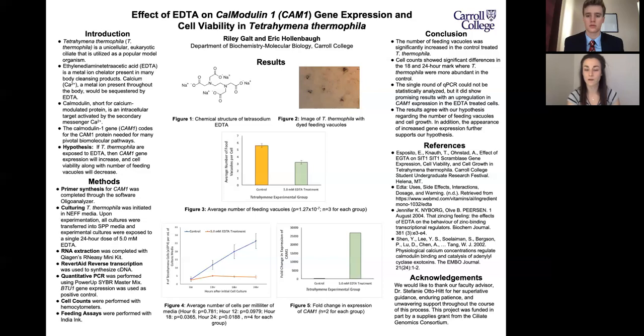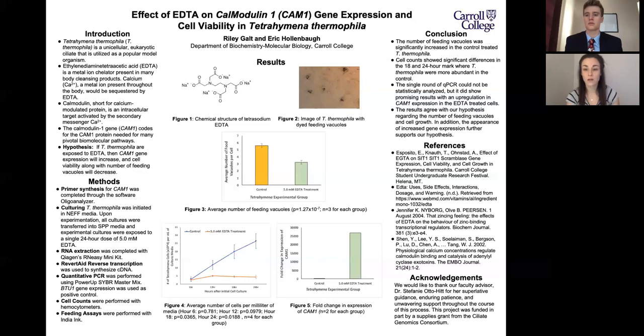However, it was still following the trend seen in the 18-hour and the 24-hour cell counts. Further, our single round of qPCR could not be statistically analyzed because only one round was completed, but it did show promising results. As you can see in figure 5, there is a big difference in the fold change in expression of CAM1 in the EDTA treated Tetrahymena thermophila.